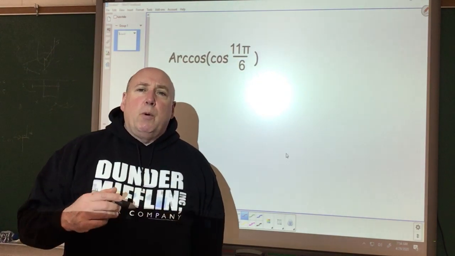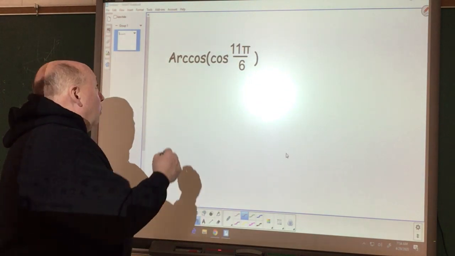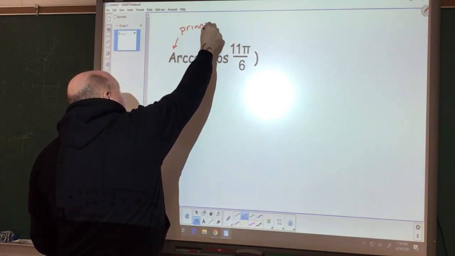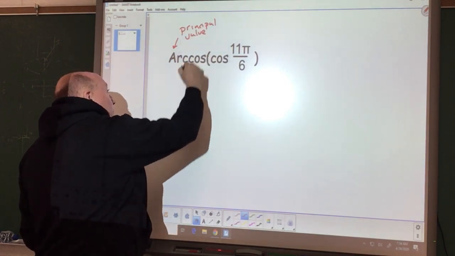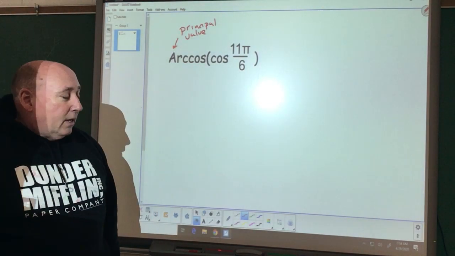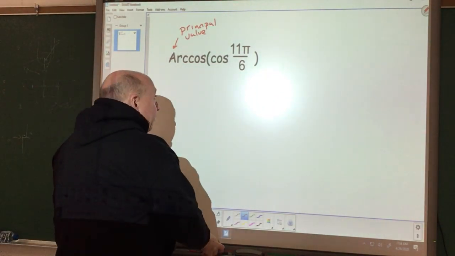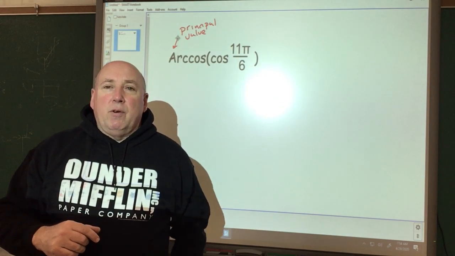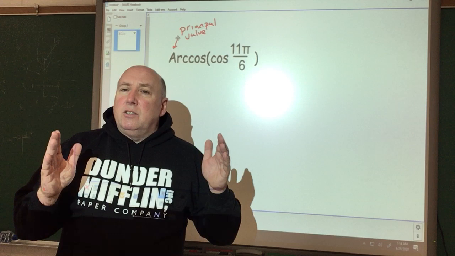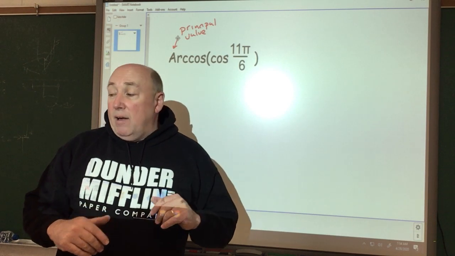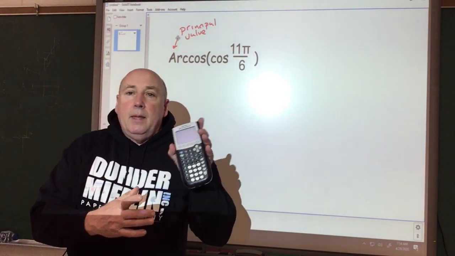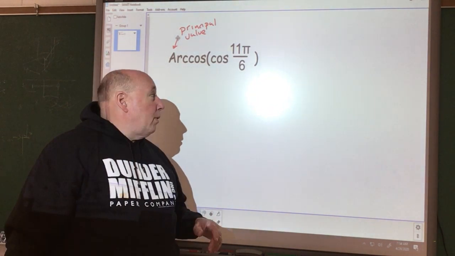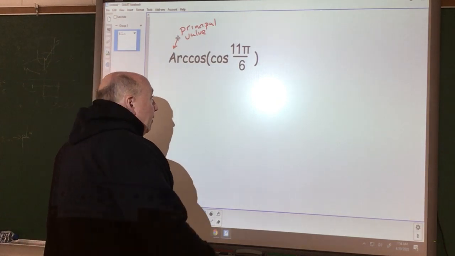Okay, we have to watch what we're doing with this, because this capital letter means our principal value. So we need to make sure we are in a principal value range. And 11 pi over 6 is not going to put us in the principal value range for the cosine, because the cosine is from 0 to 180. Now you're not going to have to know that because your calculator will do it for you. So it's important that you work through the problem as we have here.